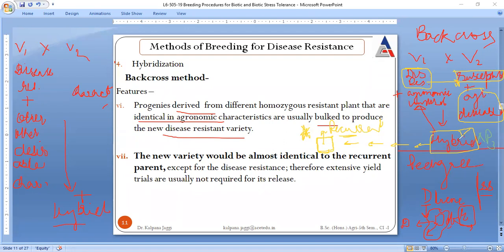by crossing this parent again and again with the disease resistant parent, right? So the new variety produced is going to be identical to the recurrent parent, except for the disease resistance. Therefore, yield trials are usually not required for its release, because whenever we release a variety to the farmers, we basically go for yield trials. But here, since we already know that the susceptible characteristic is replaced by the disease resistant characteristic, we do not need to go for the yield trials before the release of the variety, right?